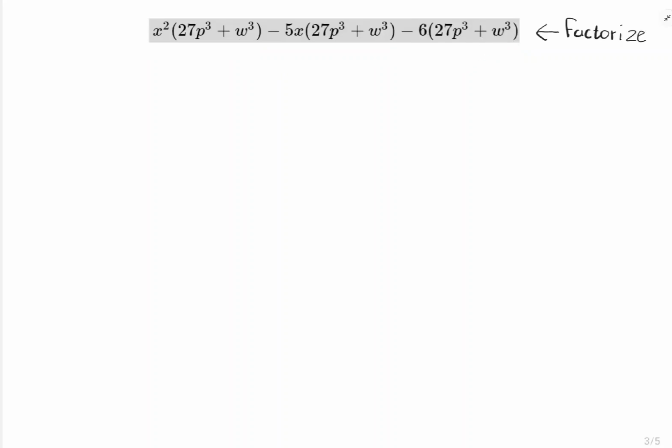Since it's a factor in three terms, we can just take it out. So we're going to get 27p cubed plus w cubed. And when we take it out, what are we going to be left with? We took out the bracket here, so we're left with x squared. We took out the bracket here, so we're left with minus 5x. We took out the bracket here, so we're left with minus 6. Great.